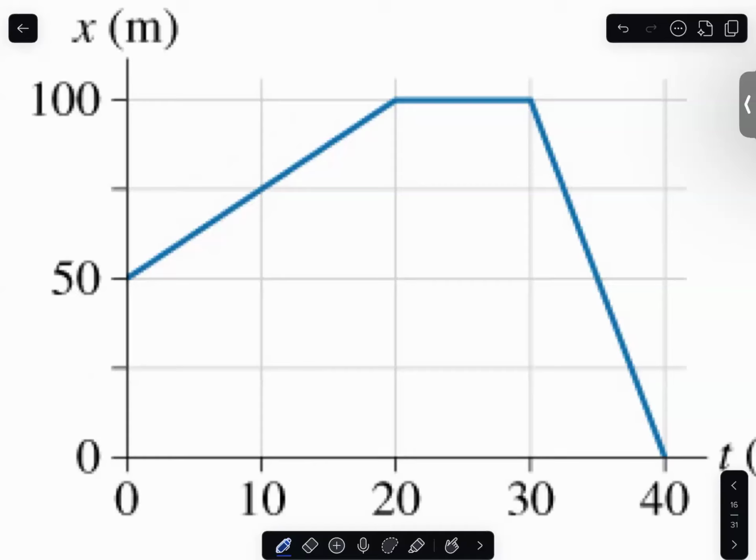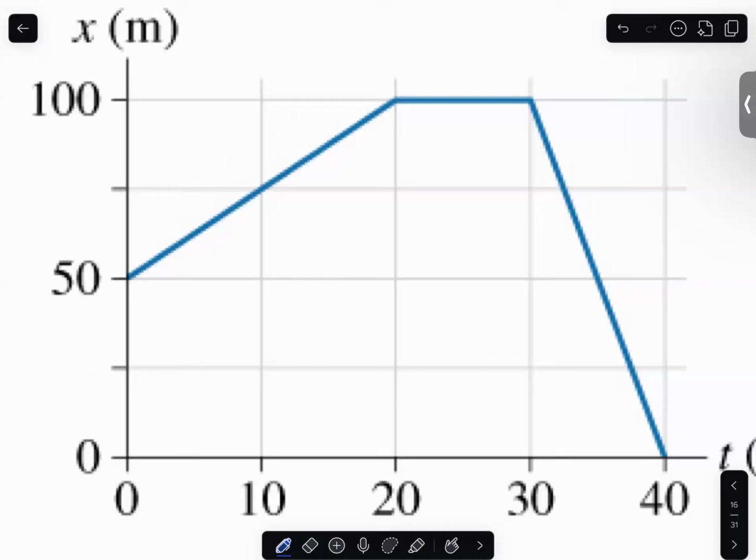Hey, my dudes, still got more than 10% of you missing this. It's a flat line. It's a horizontal line. What's the rise, dudes? Zero. And zero divided by any run is zero. Slope is zero, man. Look, at 22 seconds, is your position changing?